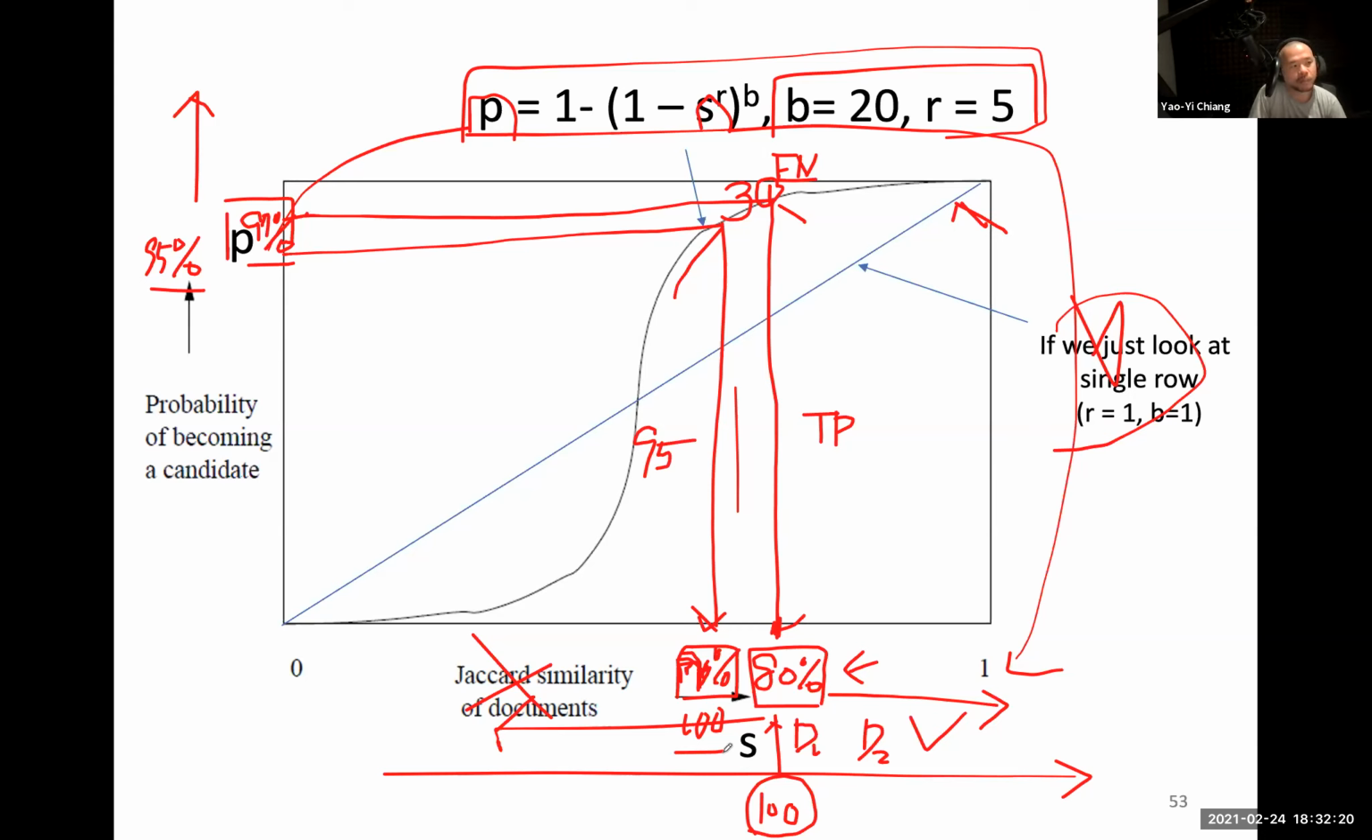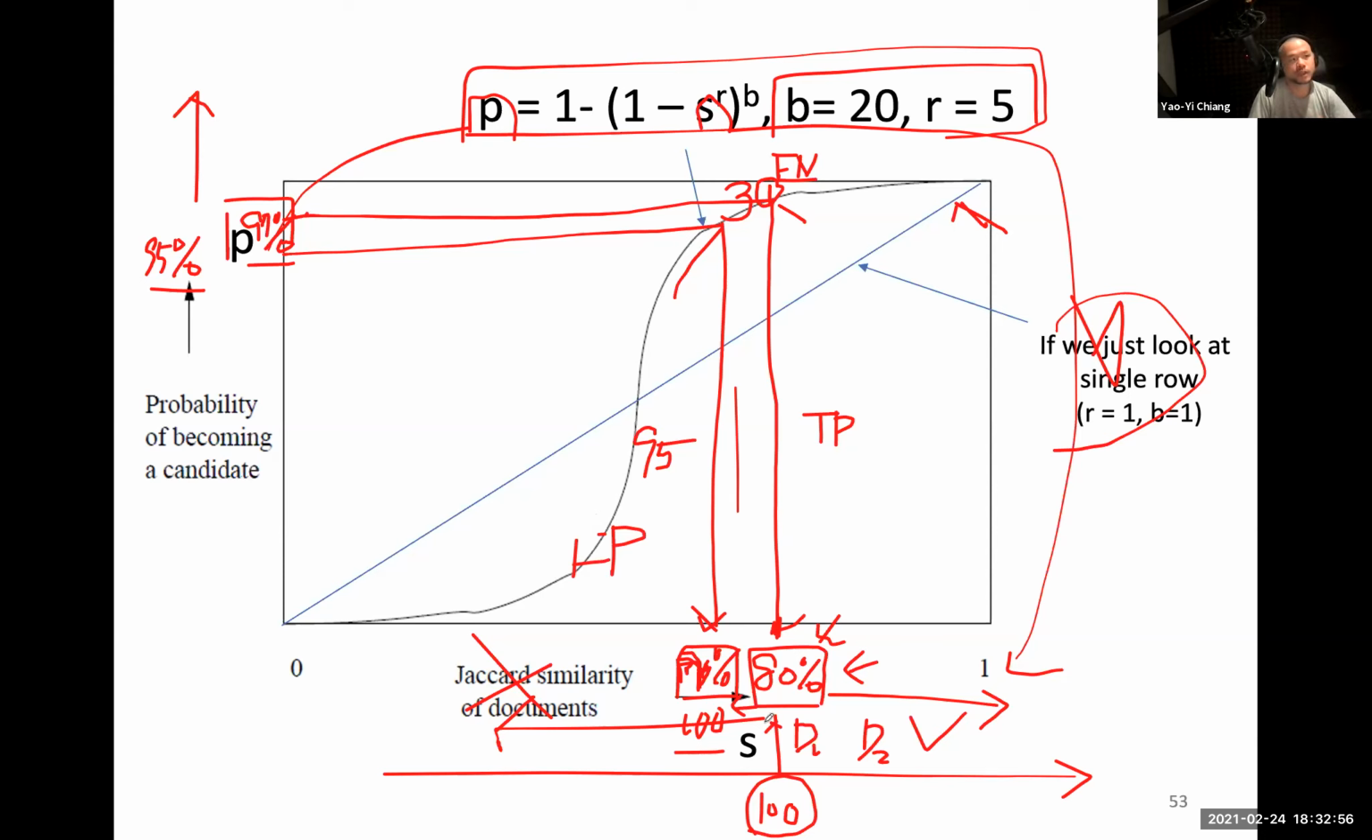But do I want them? Do I want them to become candidates? No, right? Because my threshold is 80%. Their similarity is 70% already. It's smaller than 80, so I don't really want this. So these are your false what? Positives or false negatives? False positives, right? So your false positive is here. If you understand this, we are going to look at an example that will help you to better understand this.